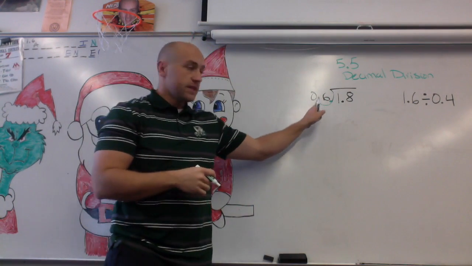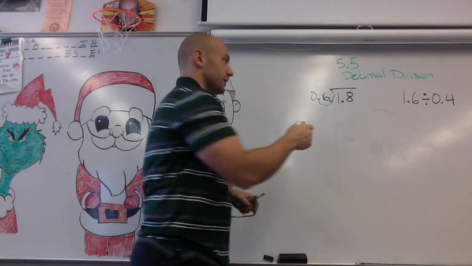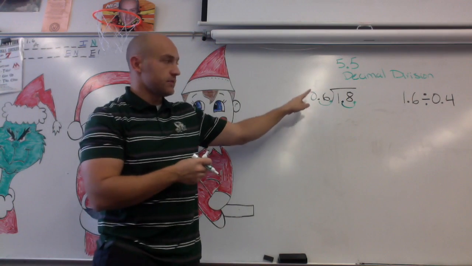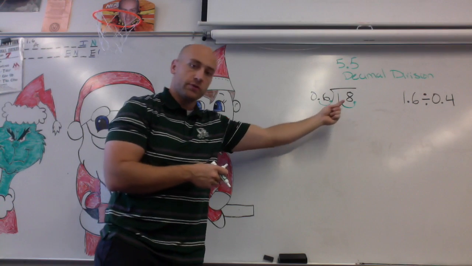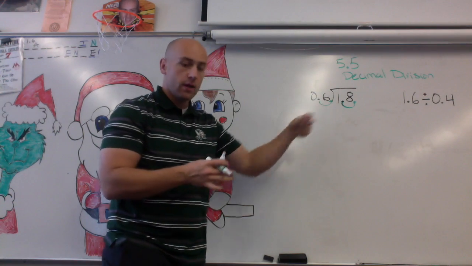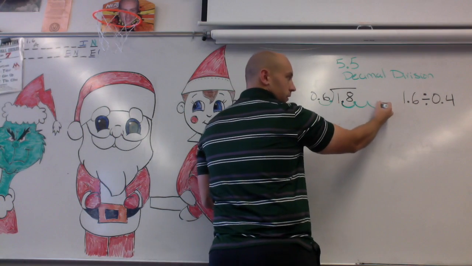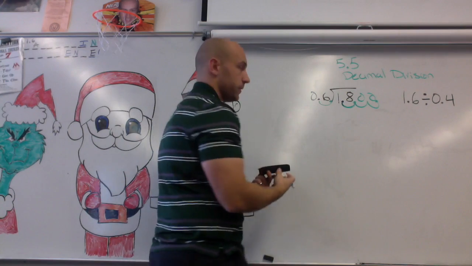If we move it once in the divisor, then we have to move it once in the dividend. So we're going to move it once here. You move it the same number of times in the dividend as you do in the divisor. So if you moved it 2 here, you'd move it 2 here; 3 here, 3 here. If you needed to move it 3 and there aren't enough digits, you just need to add a couple zeros. But we don't need to.